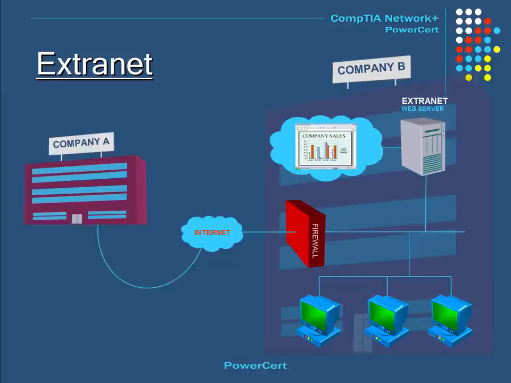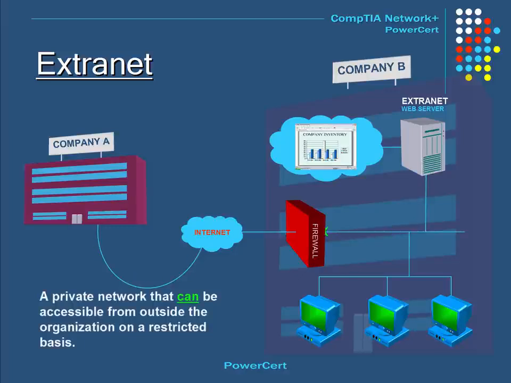Now, an extranet is similar to an intranet in that they are both private networks within an organization. But an extranet is different from an intranet because an extranet is accessible from outside the organization on a restricted basis. So for example, here we have 2 companies. Company B contains a private network that contains a website with their company's information. Now suppose Company A is a business partner with them and they need to access certain information. So what happens is that Company B will grant Company A access to their website to effectively do business.